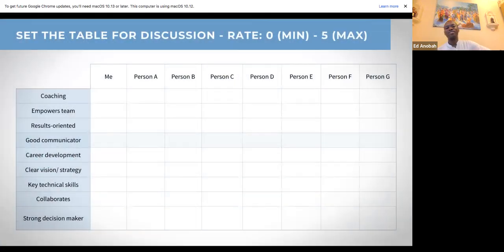So let's go to this. The two documents I asked you to print off. So I'll explain what this document is and how we're going to use it. Then we're going to give you some quality time to fill this in.